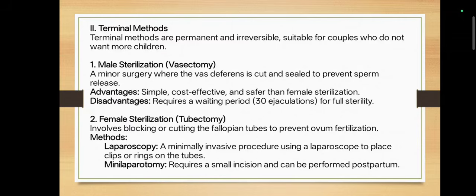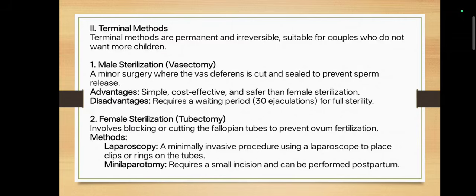Terminal methods. Terminal methods are permanent. Male sterilization or vasectomy is a minor surgery where the vas deferens is cut and sealed to prevent sperm release. It is simple, cost effective, and safer than female sterilization.